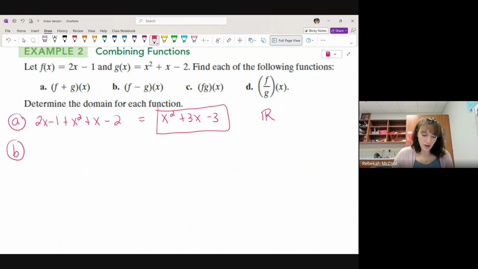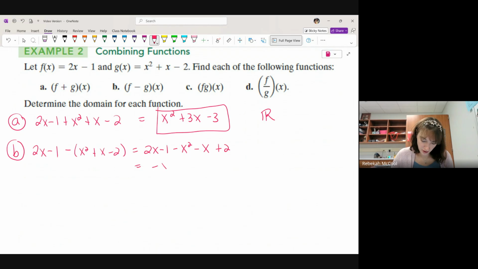Part B. So now we need to be careful because we're doing f minus g and subtraction order matters. So my first function, 2x minus 1, I'm good. But when I subtract, I'm subtracting the whole other function. So I need to make sure to use parentheses. So from here, we can distribute that negative. So we'll have 2x minus 1, a minus x squared, a minus x, and now we get a plus 2.